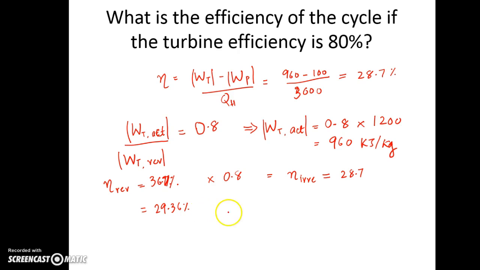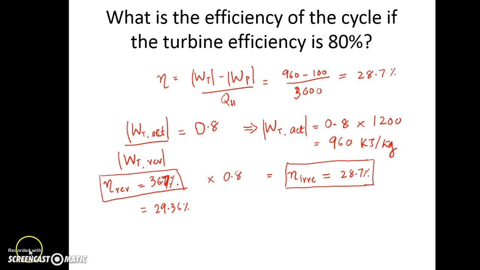So the key point to emphasize here is that if our turbine efficiency is decreased to 80%, it does not mean our overall cycle efficiency will be decreased by a factor of 80% as well. So our efficiency with an irreversible process is 28.7%. The efficiency for the reversible process is 36.7%.